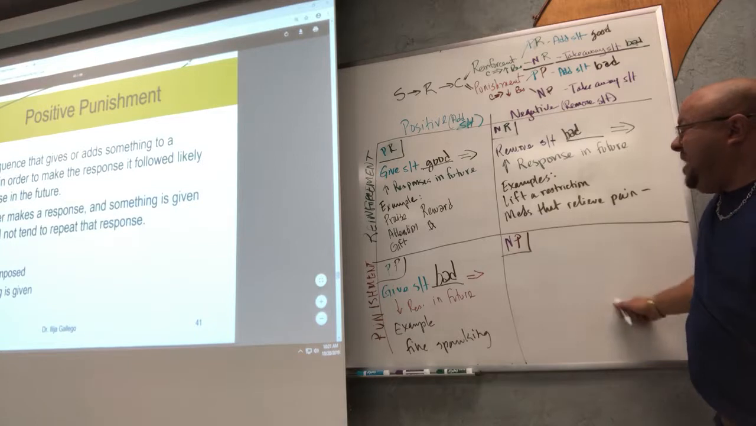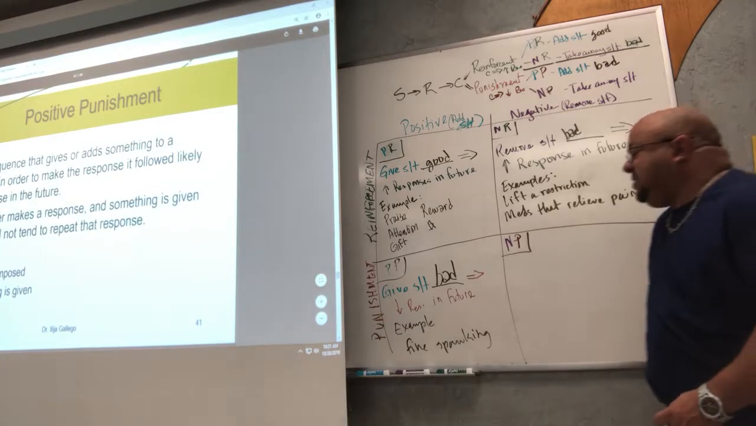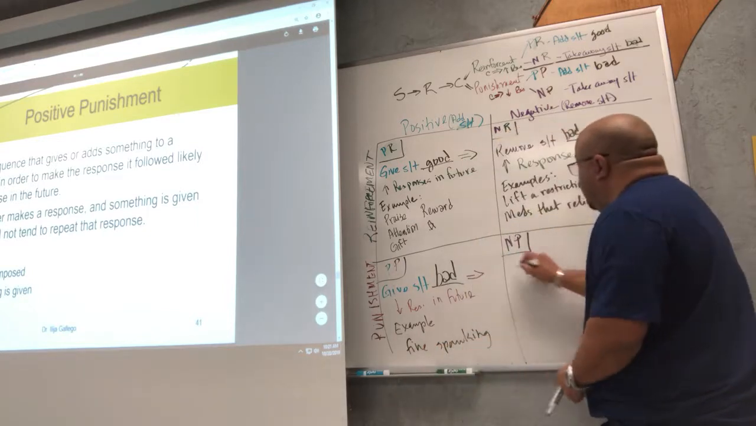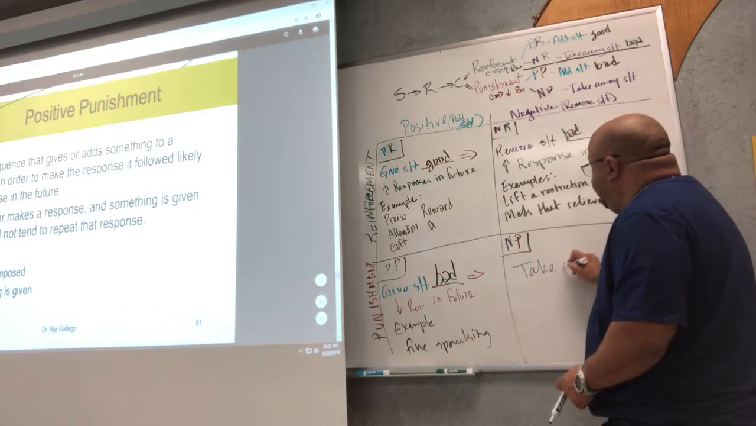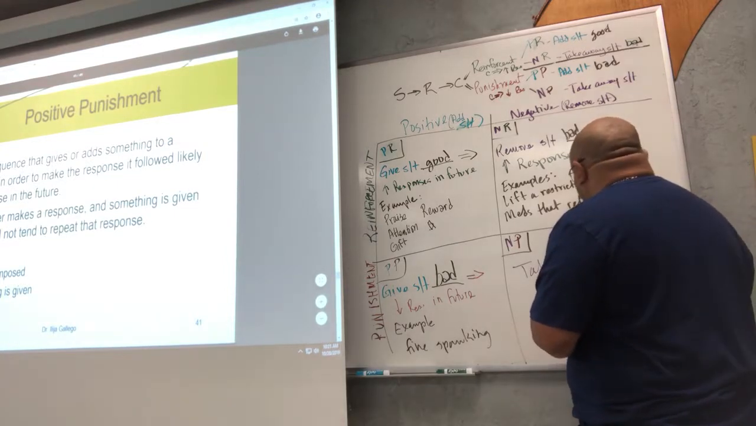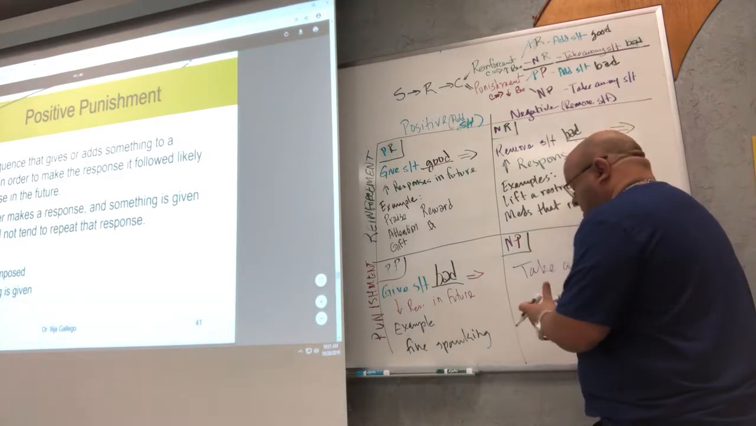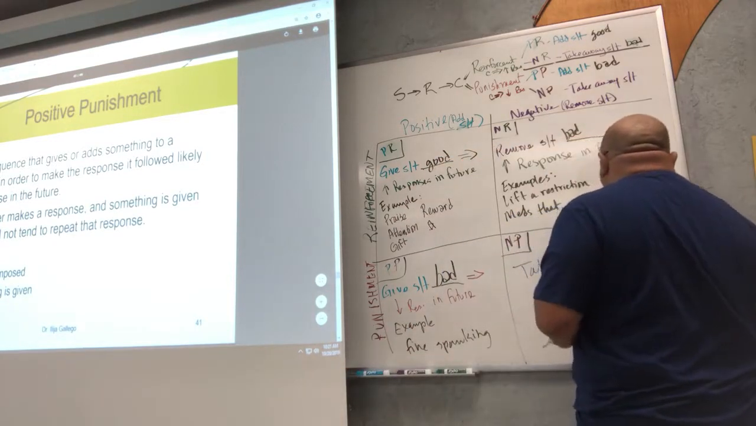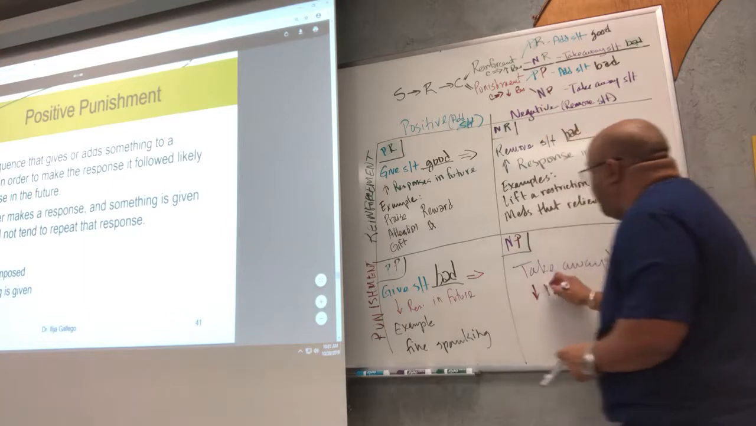All right. Negative punishment. I'm going to take something away. That's the negative part. So I'm going to take away something, and it's going to lead to a decrease in responses in the future.